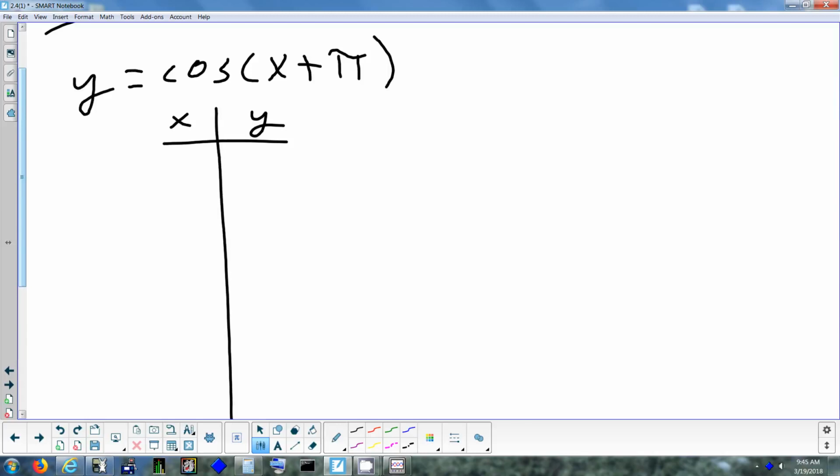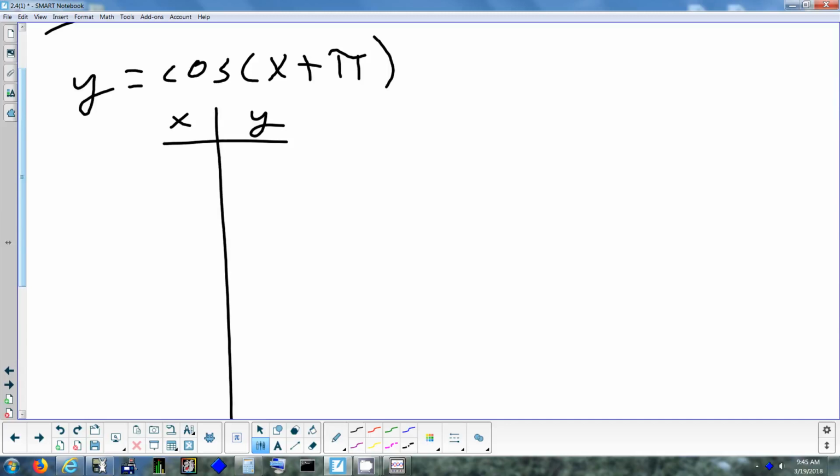Emma, for a phase shift, what are the two directions we could move for a phase shift? Left and right. And left and right is along which axis? X. So it's the x's that are going to get changed. The y's stay the same. So now I need to just fill in my y's from my original table.